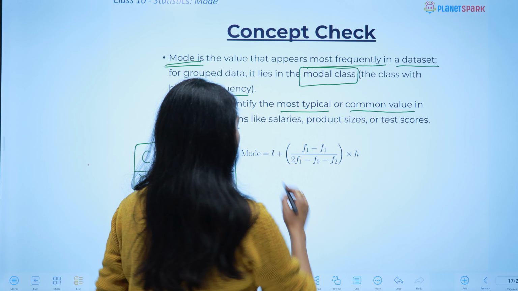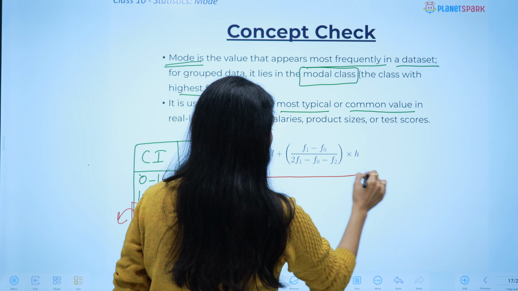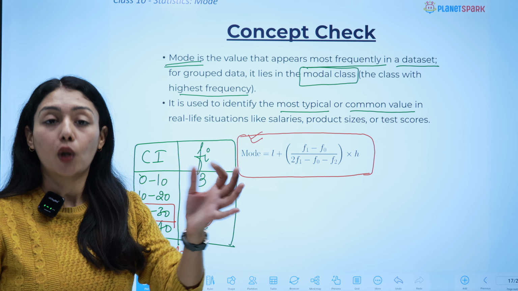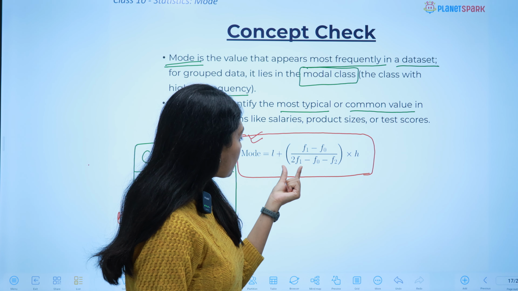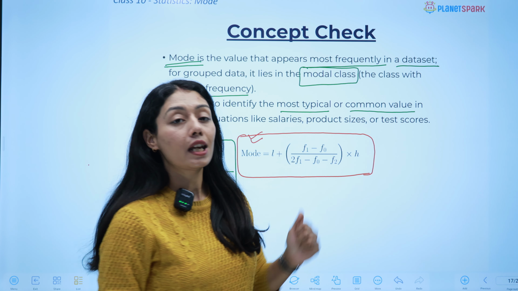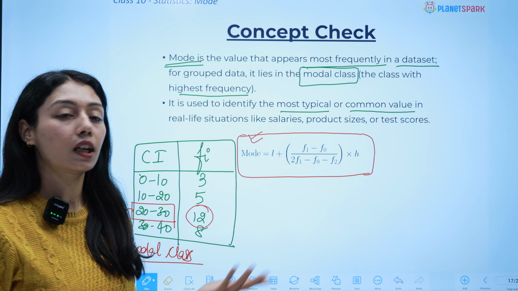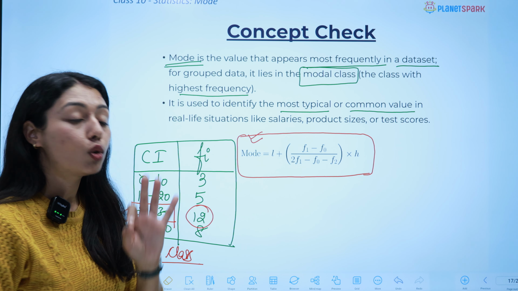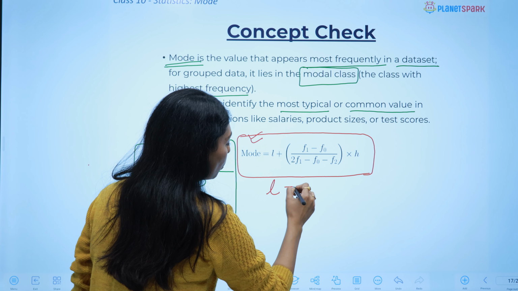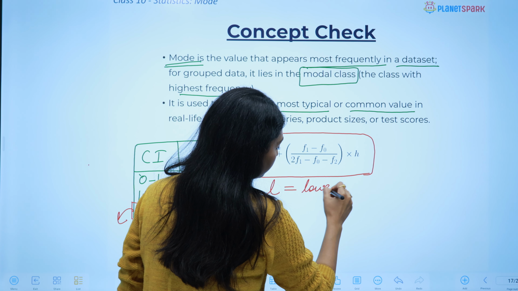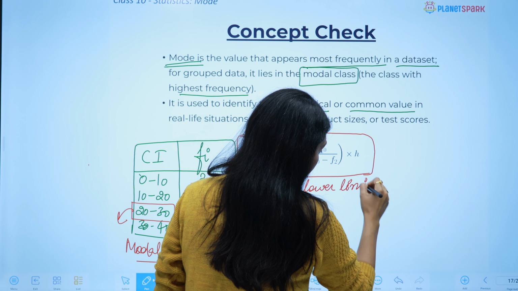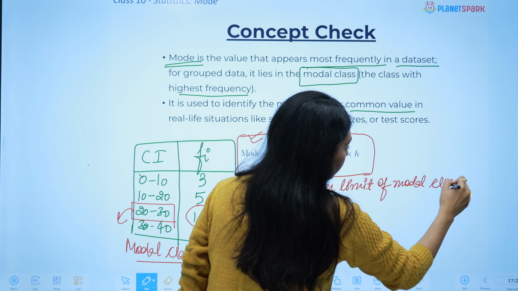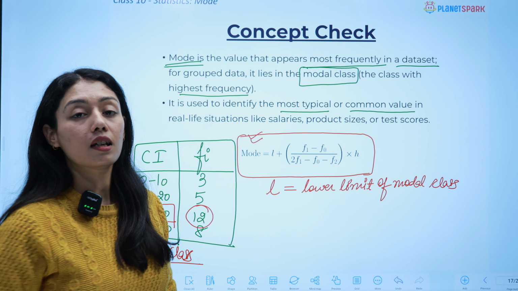Now how to find the mode in this form? We have a formula for that. Mode is given by L plus (F1 minus F0) upon (2 times F1 minus F0 minus F2) into H. अब क्या है ये F0, F1, F2? Let me tell you. ठीक है, सबसे पहले modal class find out करेंगे. Once we know the modal class, write down the lower limit of the modal class. That is what L is here, used in this formula.